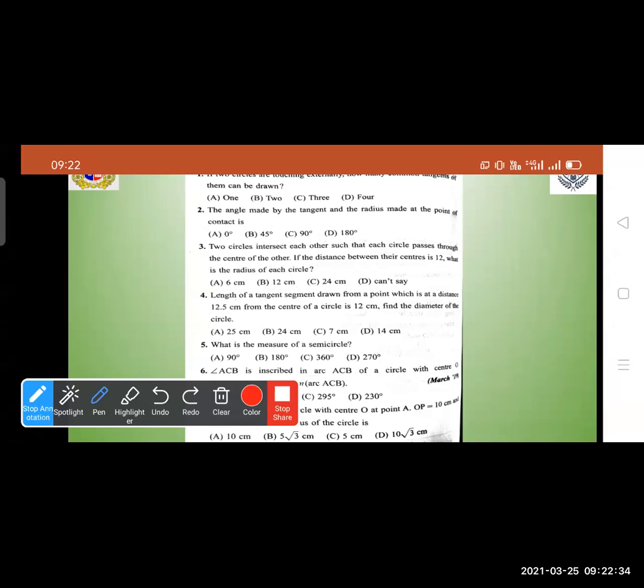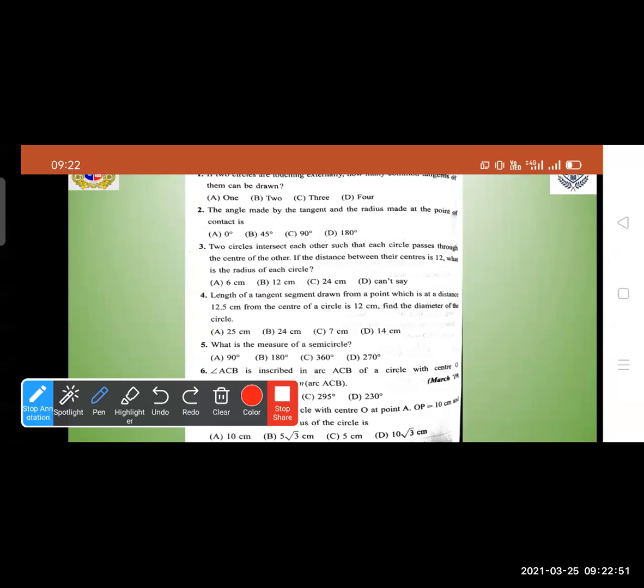The length of tangent segment drawn from a point which is at a distance 12.5 from the center of a circle is 12 centimeter. Find the diameter of the circle. So for this question, you have to find the diameter of a circle. So here, what is given in the question?